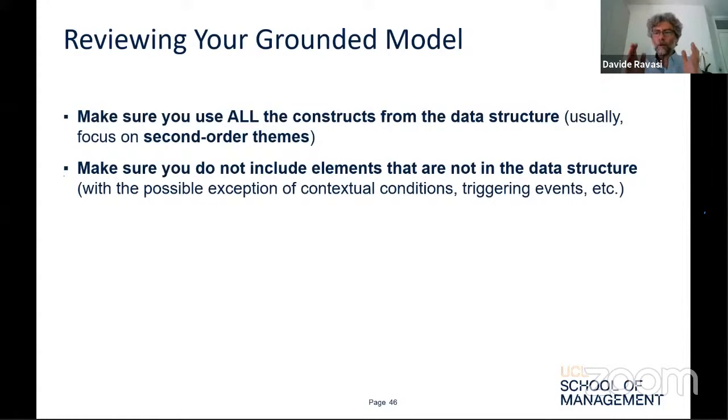You shouldn't throw in stuff that is not in your data structure, because otherwise the reviewer is confused. It's like, well, where do they come from? Remember, the data structure shows you where the building blocks come from empirically. And if you can't find elements of the model in the data structure, it goes like, well, where is the empirical connection here? You may have contextual conditions, triggering events, some of the stuff that you usually discuss in the research setting part or in the first part of the findings. But ideally, the core elements of the model should all come from the data structure.